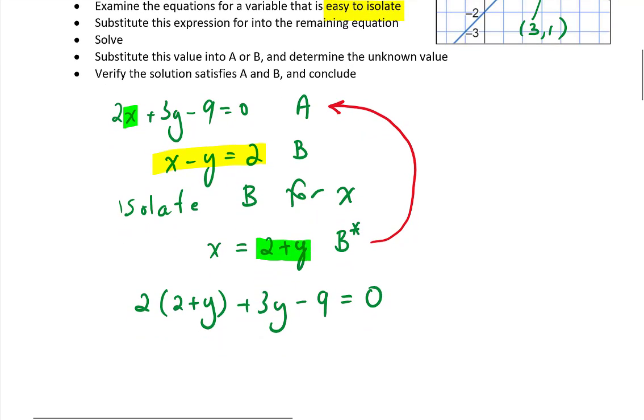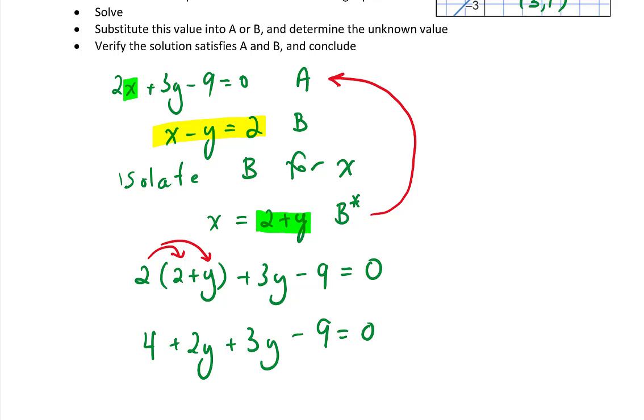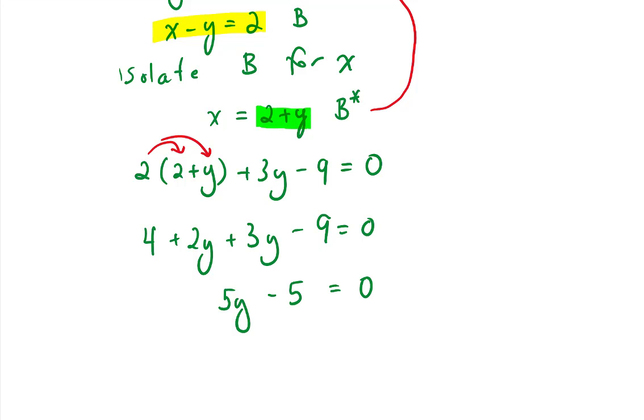Next step is to solve. If I want to solve for this expression, first I'm going to need my distributive property to get rid of the brackets. So I get 2 times 2 is 4. 2 times y is 2y. Plus 3y minus 9 equals 0. Collect my like terms. I have a 2y and a 3y, so that gives me 5y. A 4 minus a 9 gives me negative 5. That still equals 0. Then I'm going to isolate for y.